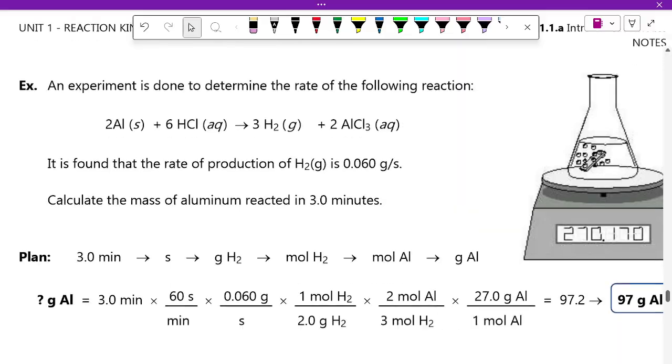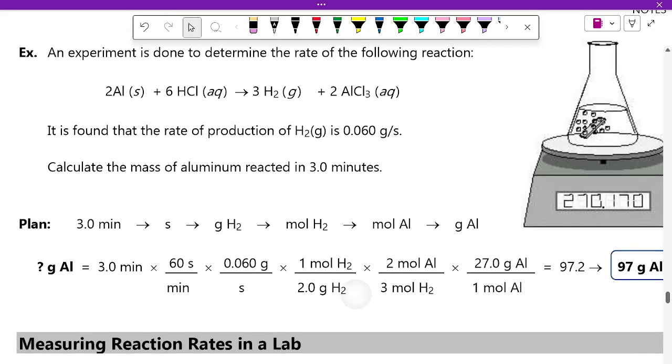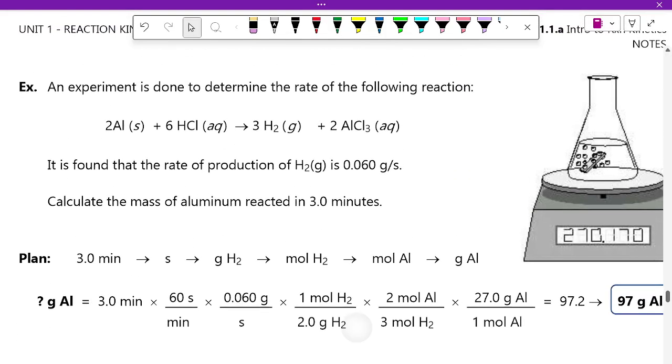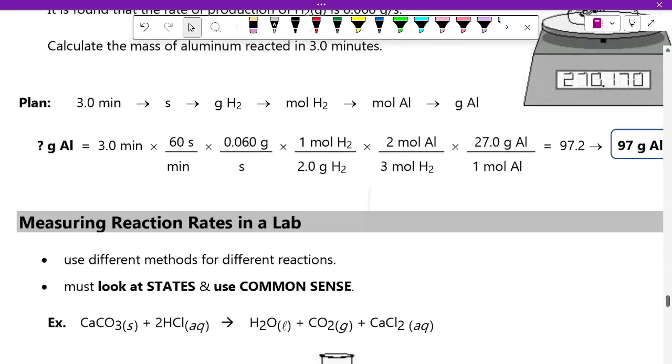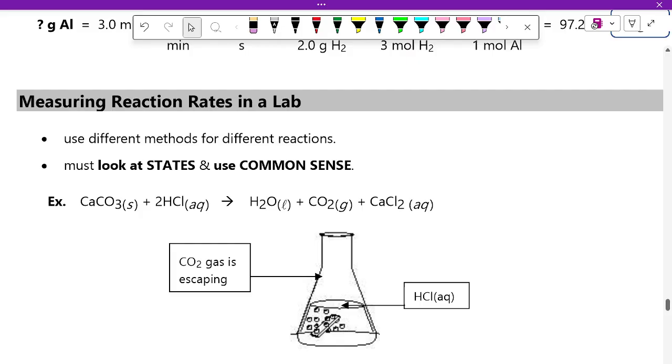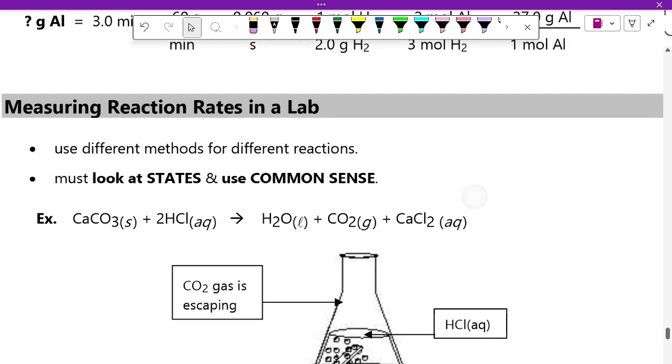Alrighty. And let's see. No, we don't need to do that. Okay. This is just more of how you could measure rate in the lab. So you're going to look at states and you're going to use common sense.